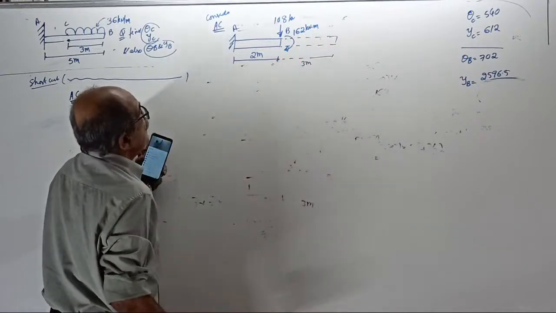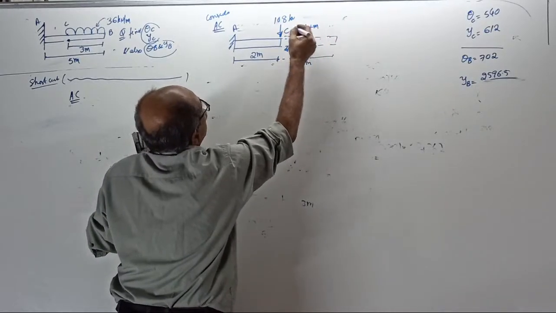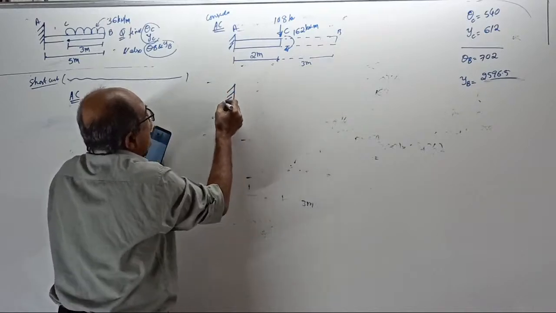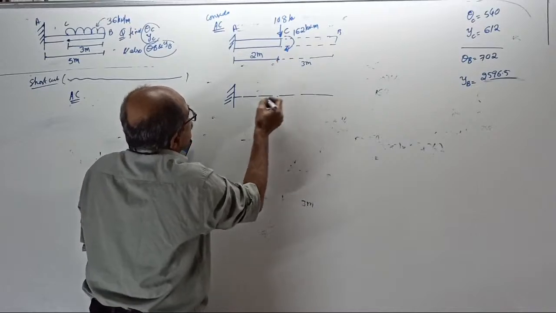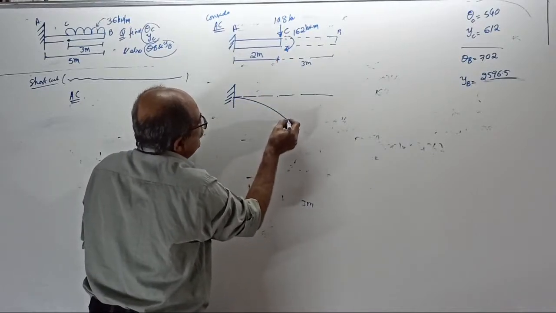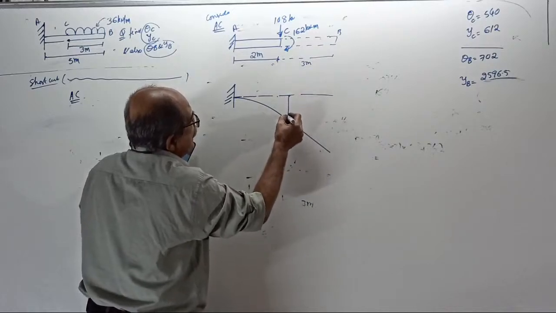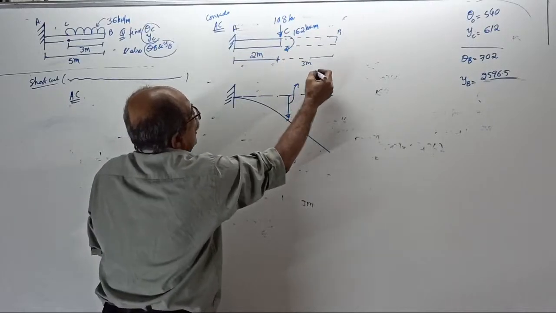Now, this is the B, this is C. Now draw the elastic curve. This portion will bend like this, then a straight line. Okay. Tell me what is this deflection. Directly you should calculate this deflection. How?